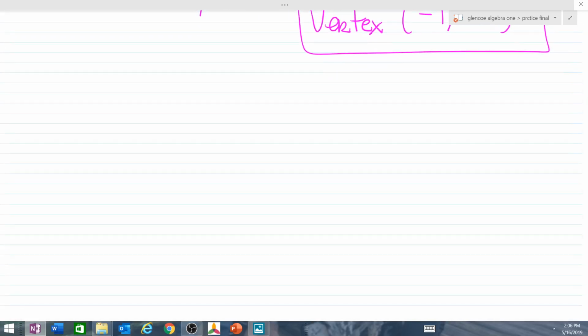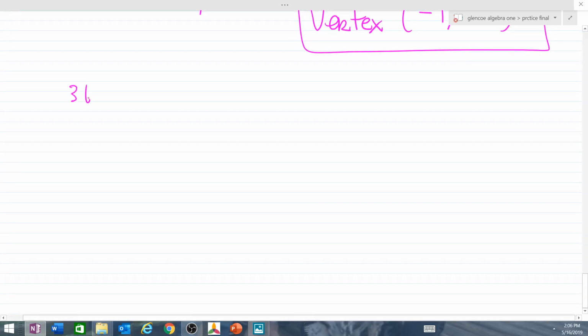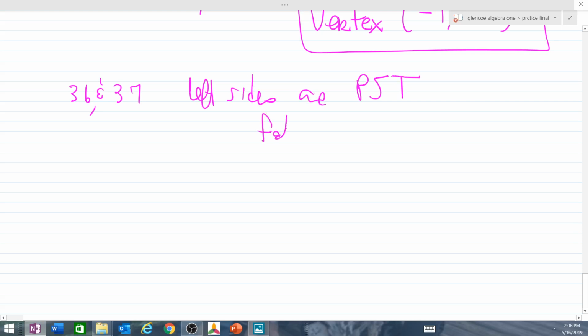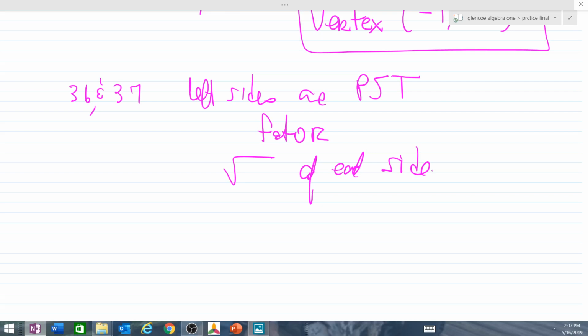Okay, 36. Solve the quadratic equation by finding the square root, round to the nearest tenth if necessary, or use any method. I'm just going to tell you that for 36 and 37, the left side are perfect square trinomials. So you're going to factor it, then take the square root of each side. I already did one like that for you. That would have been number 31, right? Remember I did 31 for you like that? Okay, so you should be good.